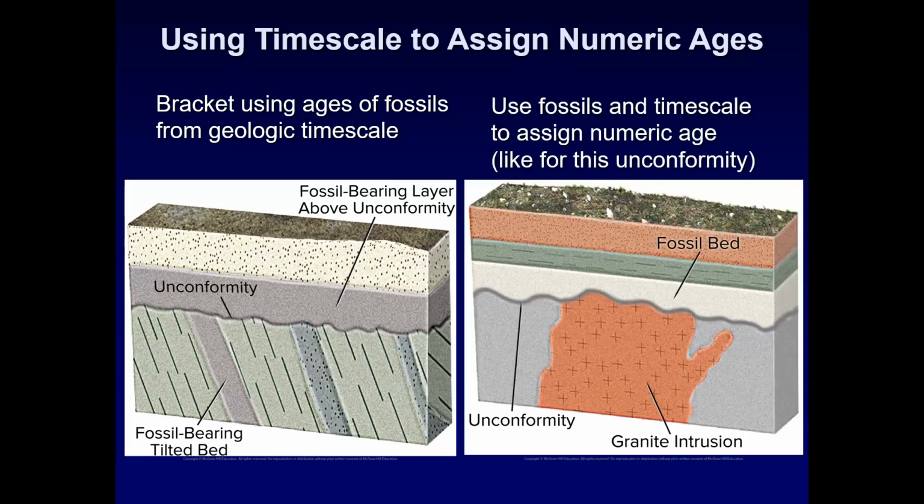The example on the right, we also have an unconformity. We could bracket that age of the unconformity by assigning a numeric age to the granite through radioactive decay age dating, along with an age assigned to the fossils. We have a fossil bed here over top. Say the granite is numerically dated at 80 MA, whereas the overlying fossil beds are early Cenozoic, 60 MA. So we'd know that the unconformity formed sometime between 80 and 60 MA.